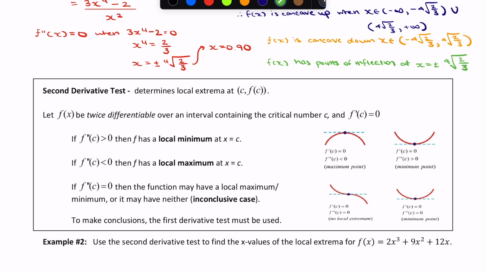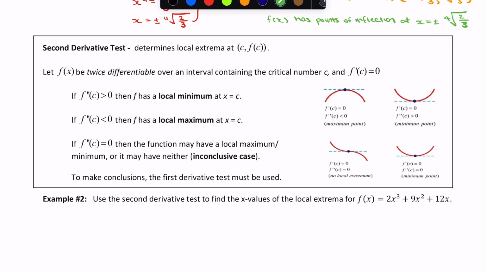And finally, if f double prime of c is equal to 0, then the function may have a local maximum or minimum, or it may have neither, which would be an inconclusive case. So again, to make conclusions, the first derivative test must also be used here.